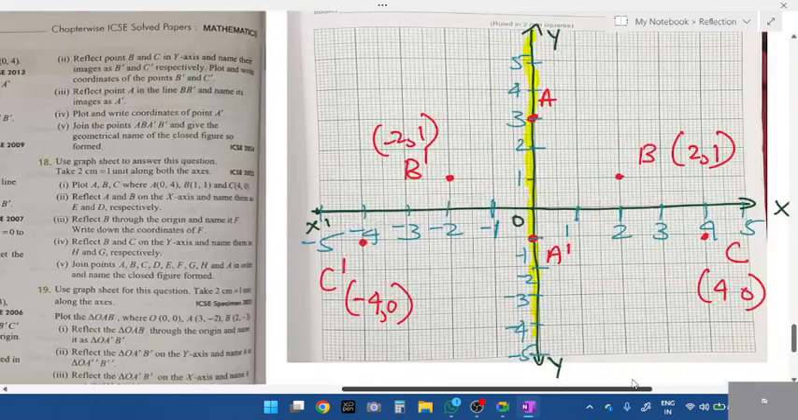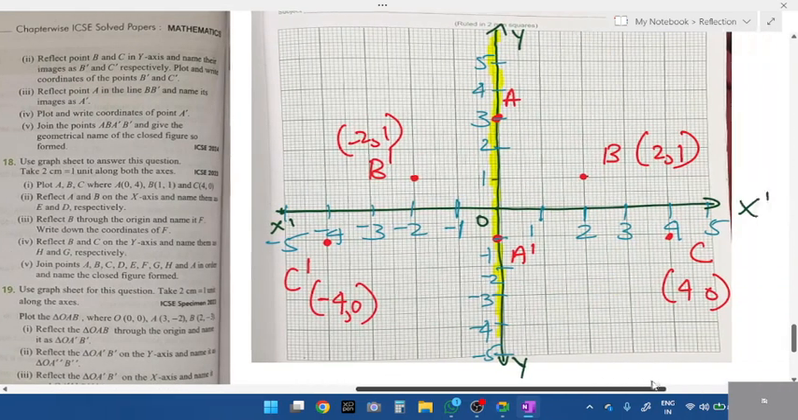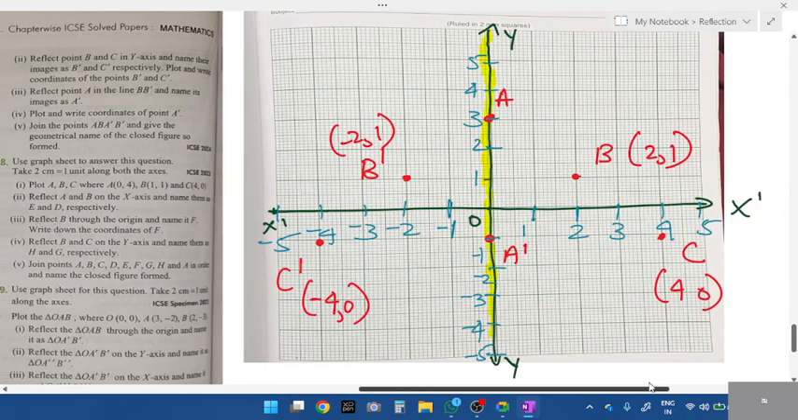What else is given? Plot and write coordinates of a point. Have we plotted a point? A dash. What is the A dash value we got, students? 0 comma minus 1. Then join all the points. What are the points they've asked us to join? Join them.